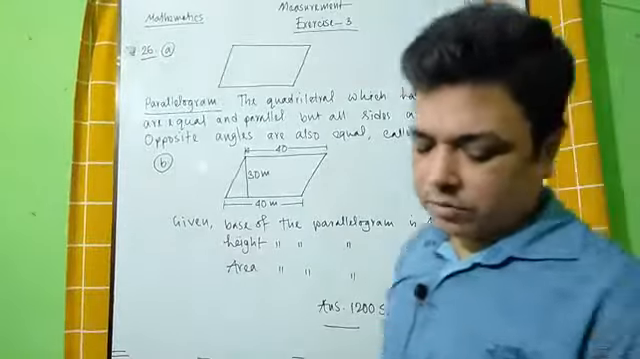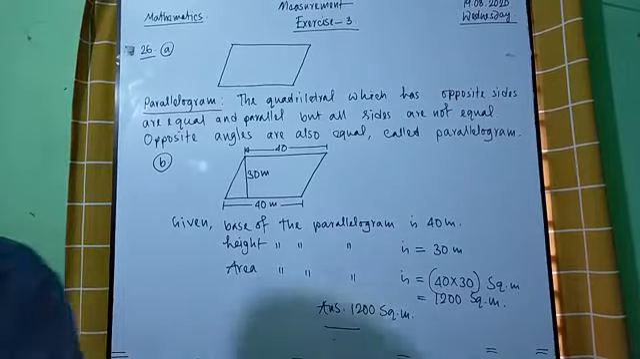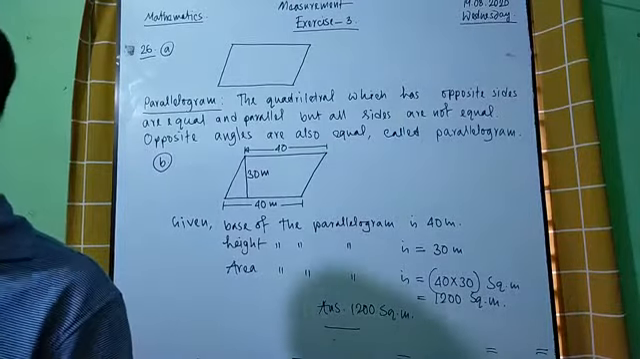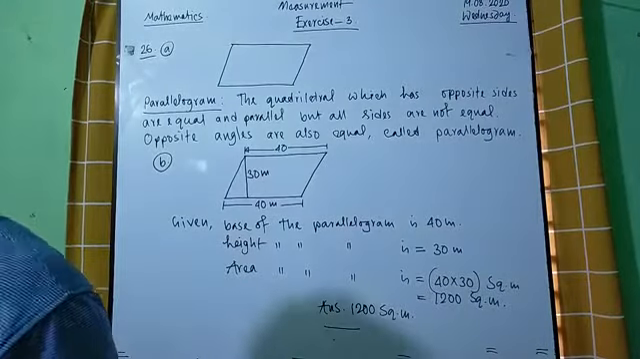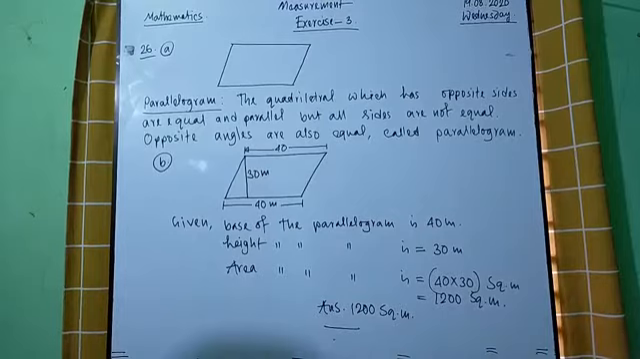Okay, so I am going to the next one. Number C: if the area of the parallelogram is equal to the area of the square, find the perimeter of the square. So area of the parallelogram is equal to area of the square.